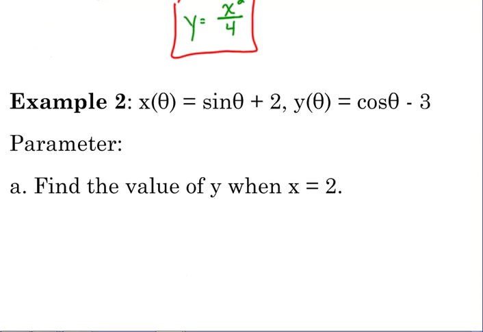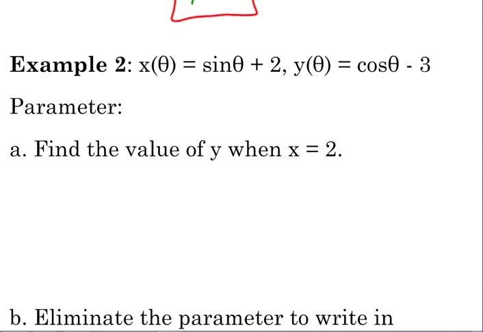Sometimes they like to use trig. So let's look at another example here. We have x of theta this time. X of theta is equal to the sine of theta plus 2. Y of theta is equal to the cosine of theta minus 3. This time our parameter is theta. It's all about which variable both of the equations have. They both have theta, so theta is our parameter. We want to find the value of y when x equals 2. So this is kind of turned around a little bit.